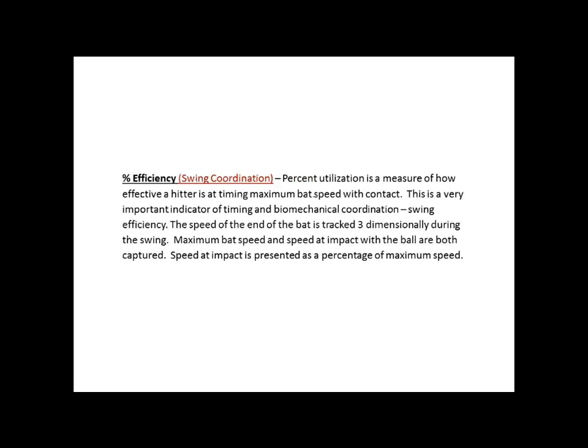Now the second characteristic that we talked about is essentially coordination. I'll just read this and then we'll explain it. Percent utilization is a measure of how effective a hitter is at timing maximum bat speed and contact. It's a very important indicator of timing and biomechanical coordination, or swing efficiency overall. Speed at the end of the bat is tracked three-dimensionally during the swing. We just talked about that. Maximum speed is collected, and we just talked about that as a function of power. Speed at impact with the ball is also captured. And then we look at the percent of maximum speed that is actually utilized at contact. So we do a comparison, and that gives us a number that's essentially an indicator of percent efficiency, if you will, and that is directly related to swing coordination.